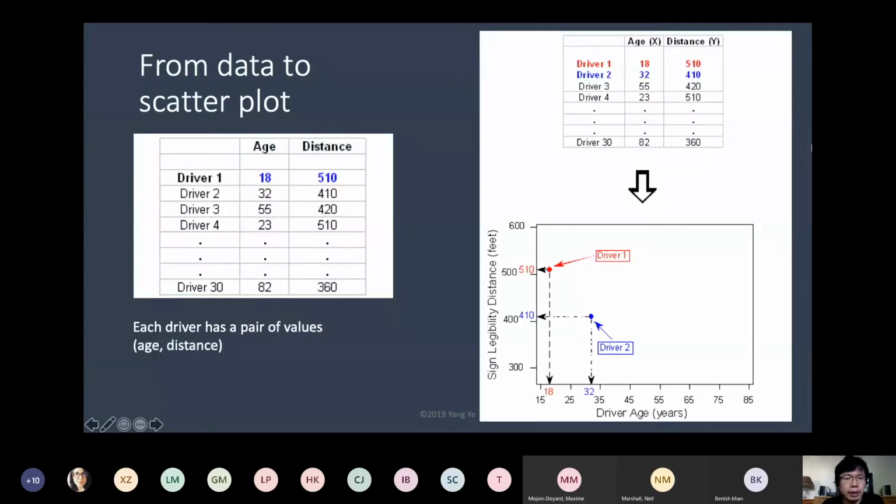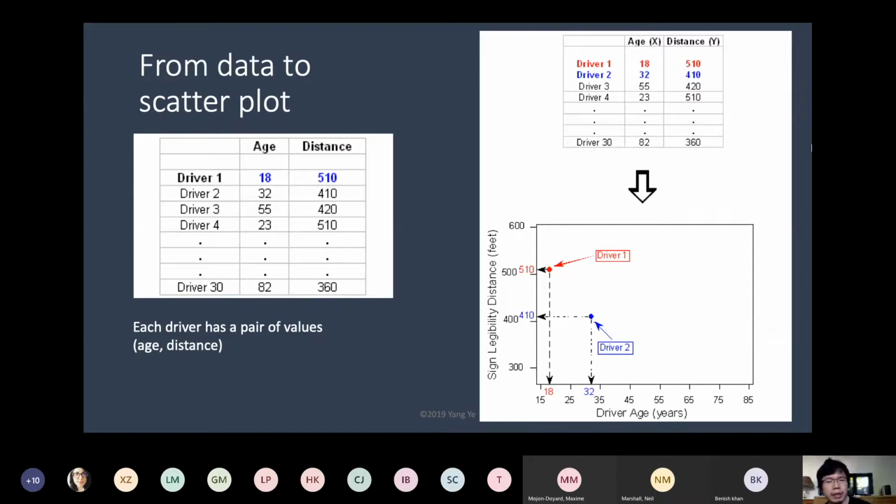To the left we have the data. Each driver has a coupled pair of values, meaning they're basically paired, of age and distance. Driver 2, 32, 410; driver 3, 55, 420, etc. This pair of values can be further mapped onto a coordinate of x and y axis, a two-dimensional coordinate. So for driver 1, each observation is now turned into a dot in the scatter plot.